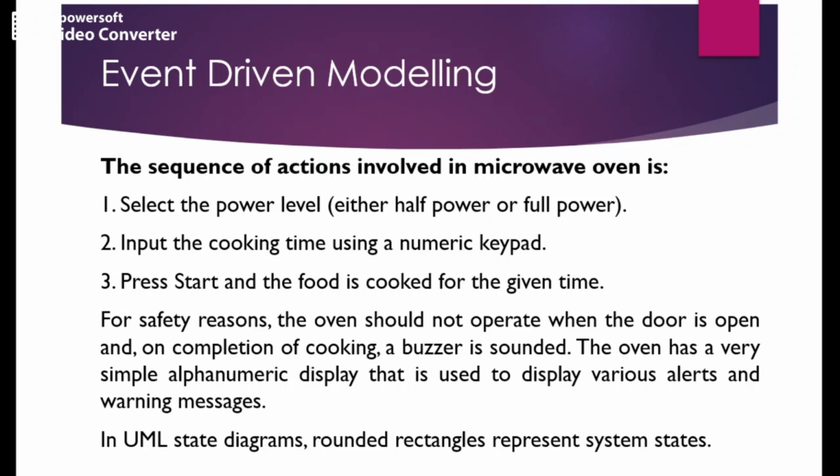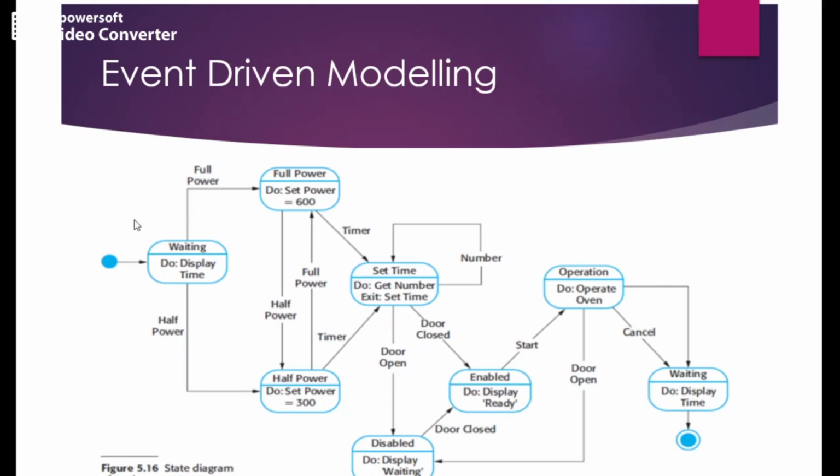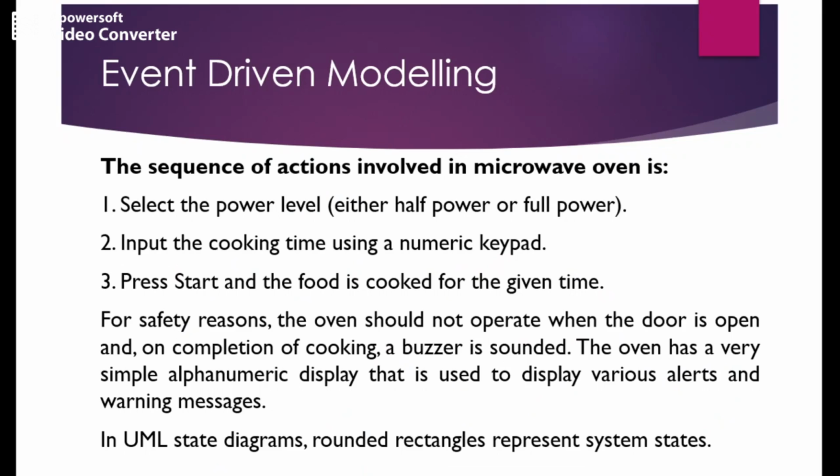So you have 2 knobs. One is for setting the power, another one is for setting the timer. So first select the power level. That is important. First select the power level. In this diagram you see full power, half power. So it's left to you. First you need to select the power level, that is either half power or full power.